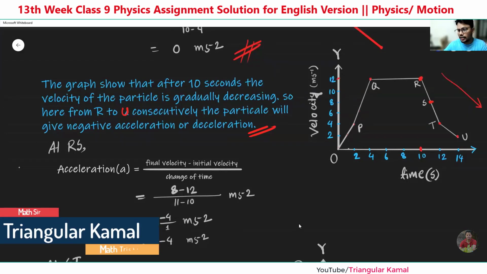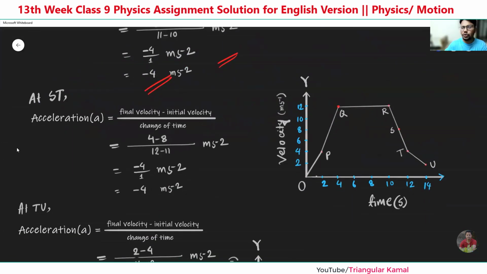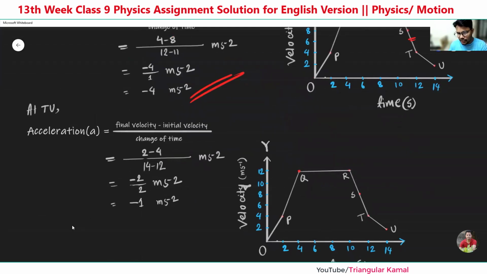So now at R to S, R is at 10 seconds and S is at 11. From 10 seconds to 11 seconds, the change of time is 1 second, but the initial velocity is 12 and the ending velocity is 8. So the final or ending velocity gives negative acceleration, that means deceleration. In the same way, S to T, the deceleration is 4. And the final step, T to U, the velocity is reduced from 4 meters per second to 2 meters per second, and the change of time is 2 seconds. So the deceleration or negative acceleration is -1.